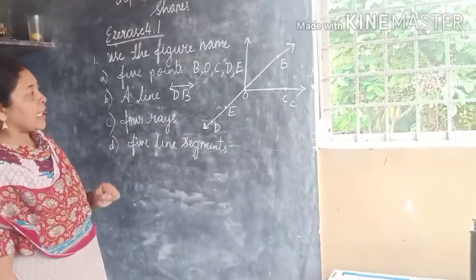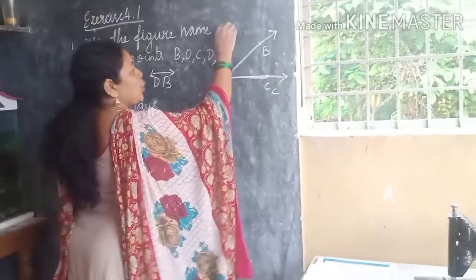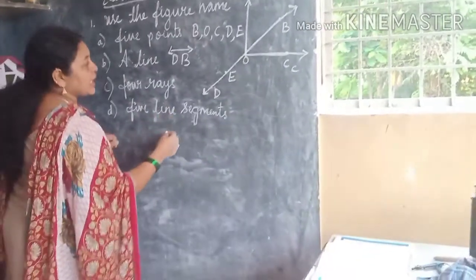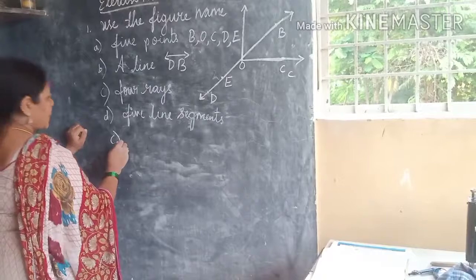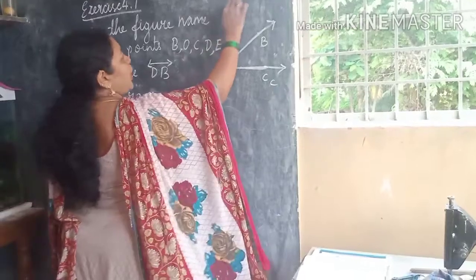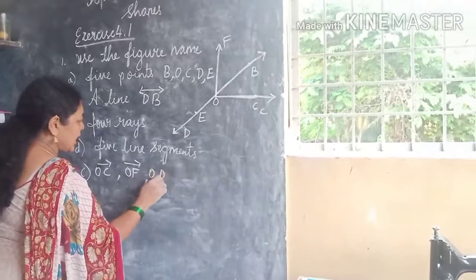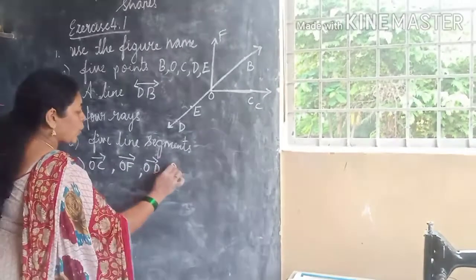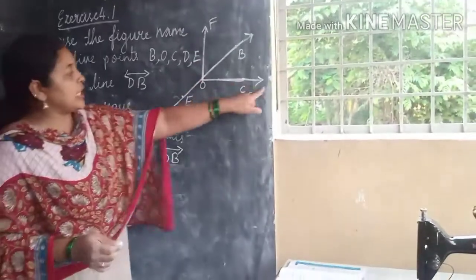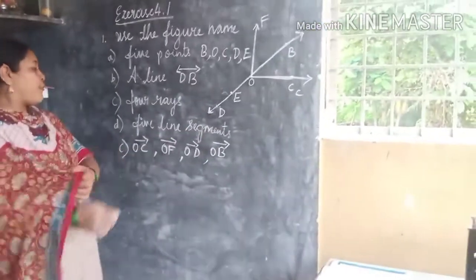So 4 rays. Can you see how many rays here? Here 1 ray. Yes. 2 rays, 3 and 4. So here we get a ray for C. OC is a ray. Oh, we will put it as OF also. OF can become a ray. OD is a ray. And OB is also a ray. So we get 4 rays as OC, OB, OF and OD. This can be the 4 rays.